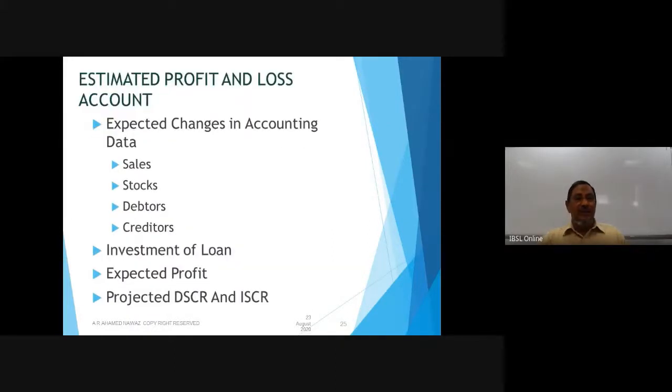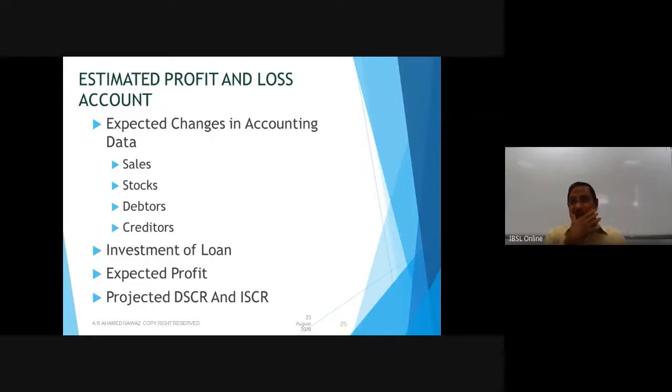Estimated profit and loss account: what are the changes in sales, debtors, creditors, investment of loan, and expected profit. Another important factor is the projected debt service cover ratio and interest service cover ratio. What is the debt service cover ratio? How much profit is generated and how many times it covers the loan installment. That's called the debt service cover ratio. The normal norm is 2 to 1, meaning profit should be twice the loan installments. That gives a normal prudent situation for service coverage.